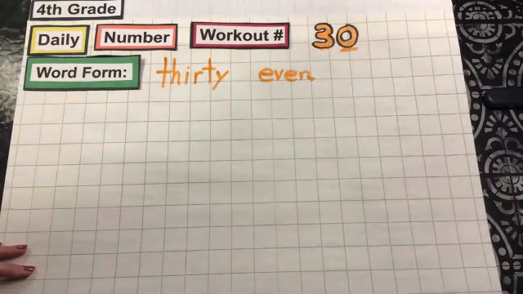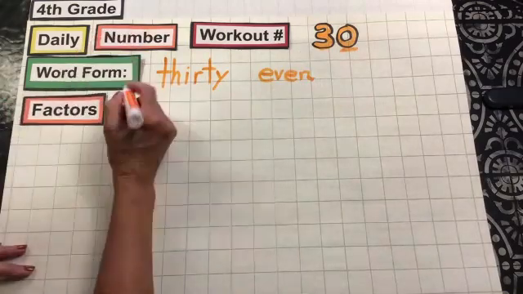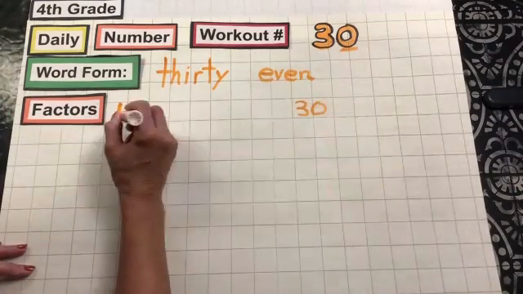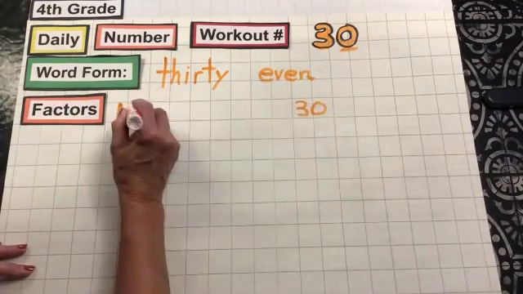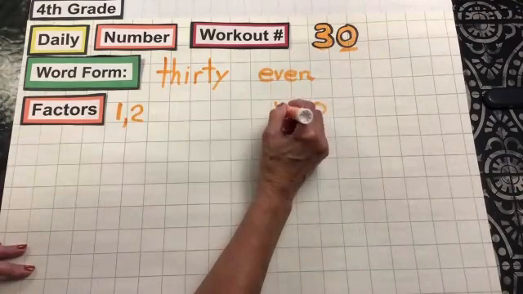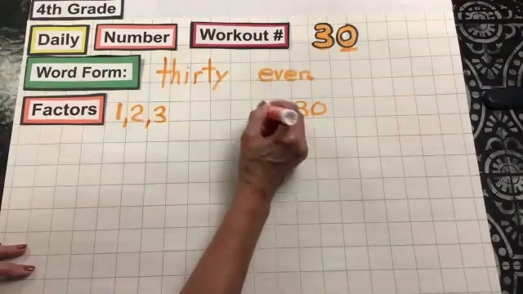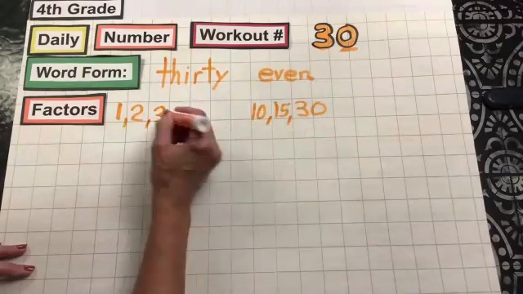All right, let's go for our factors of 30. So we have 1 times 30, of course. 2 goes in because it's even. 2 times 15. 3 goes in. 3 times 10 is 30.